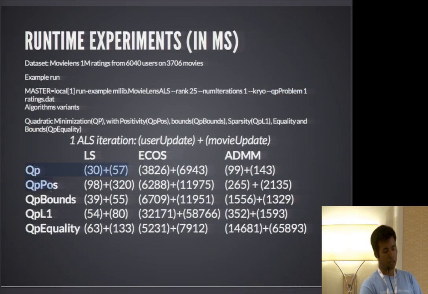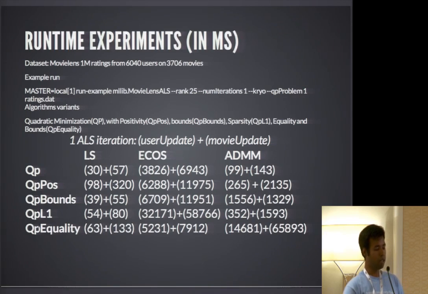So, in the runtime, the basic result is that for QP, and QP with positivity and bounds, our ADMM-based algorithm was at par with least square, or a bit slower than that, but much faster than the ECOS-based interior point method. So what it says is that if the constraints are simple, like QP, or QP with bounds, or QP with L1, then the ADMM-based algorithm works really well.